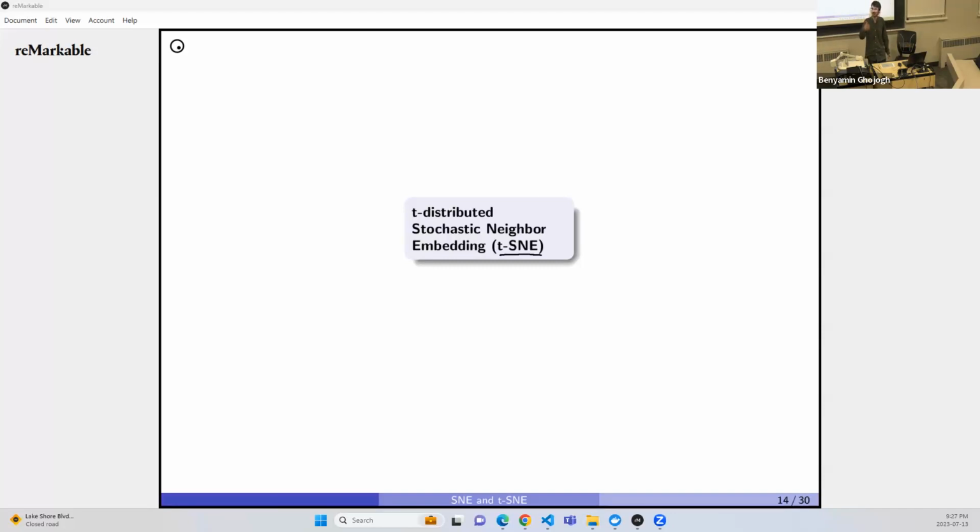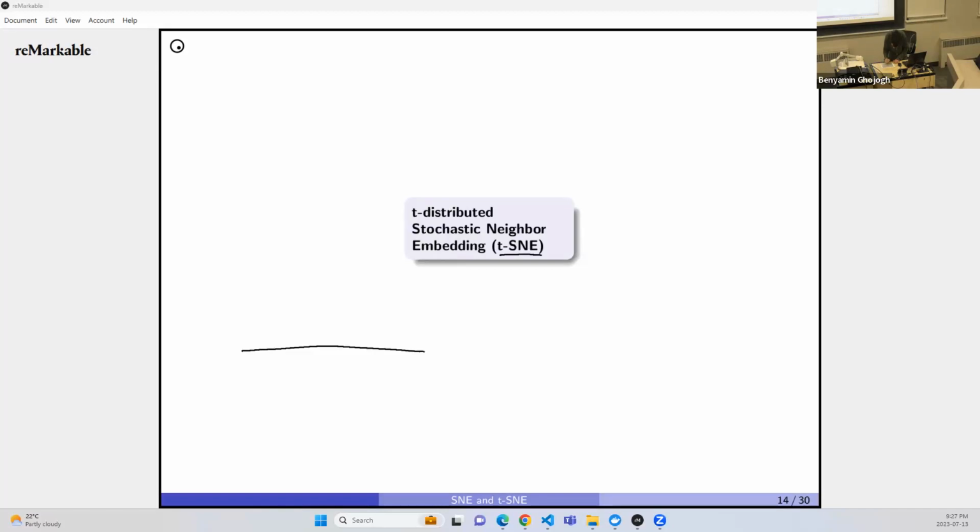Okay, how do I do it mathematically? You tell me. SNE uses Gaussian distribution in the input space and in the embedded space. But t-SNE says I want to enlarge the room in the embedded space so I can fit the information of high dimensional space here. How can I do that? Let's change the distribution. Okay, let's use a distribution which has heavier tails.